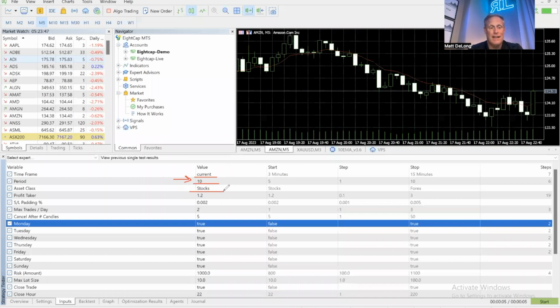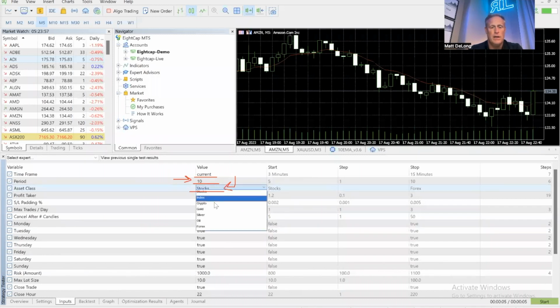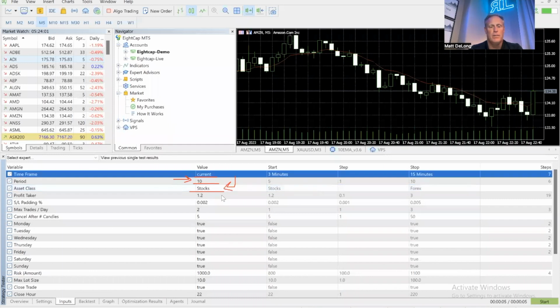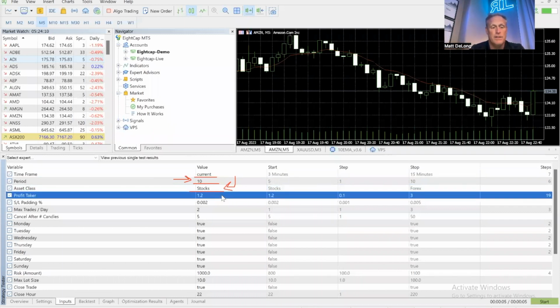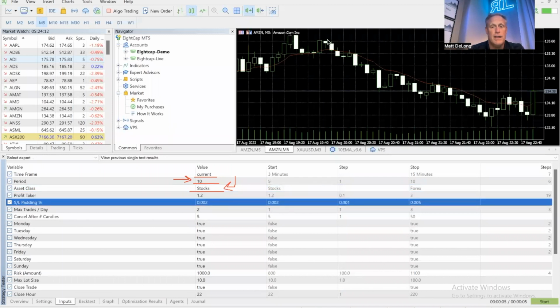Next is our asset class. So this is used mathematically to calculate, are we using crypto, is this indexes, is this stocks? And we're able to use that to determine gold, forex, and oil and silver. We're able to use that to determine what our quantity should be when we're calculating volume or lot size. The next thing is our profit taker, of course, always defaults to 1.2. Our stop loss padding, which we'll talk about in a second, always defaults to 0.002.